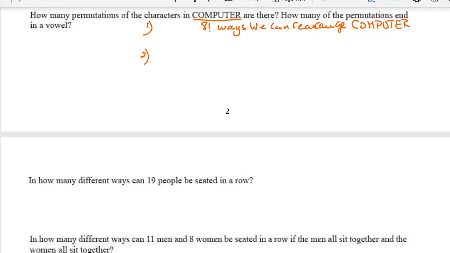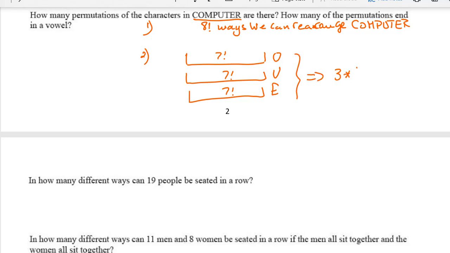The second question asks how many of the permutations end with a vowel. What vowels do we have in here? We could end with the O, or U, or E. If we end with the O, that means we have 7 factorial ways to arrange the rest of the letters, and the same if we end with the U and if we end with the E. So for the second question, we have 3 times 7 factorial ways to arrange the word "computer" where a vowel stays at the end.